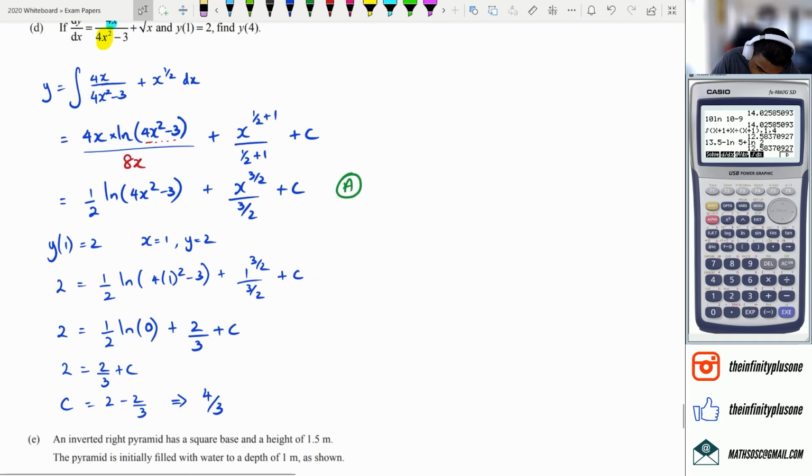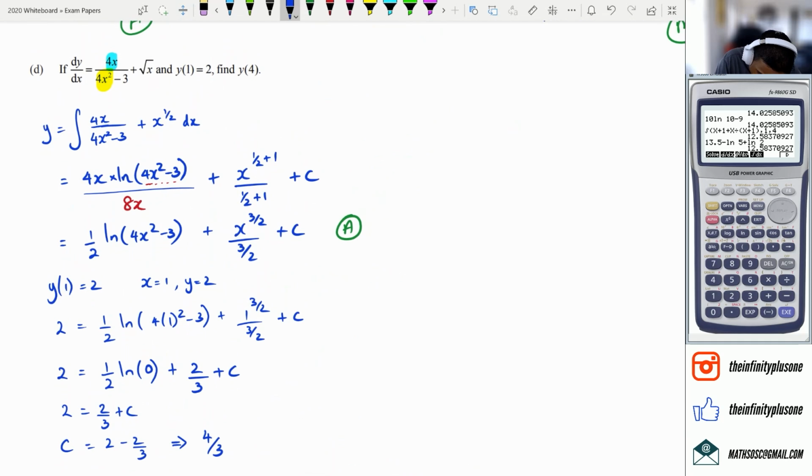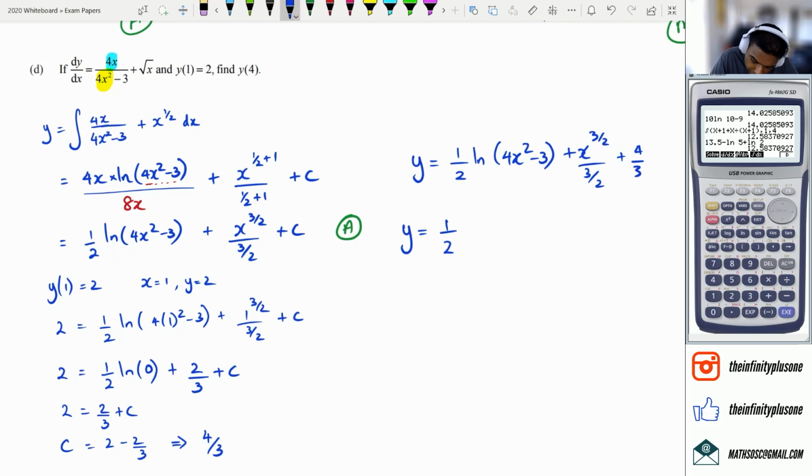So we've got the equation now. Our equation for y is equal to half ln of 4x squared minus 3 plus x to the power of 3 over 2 over 3 over 2, plus 4 over 3. And we've been asked to find what y of 4 is. So basically put 4 back into wherever x is.